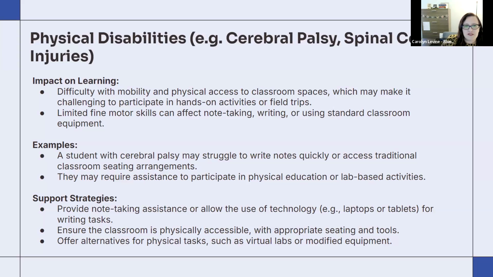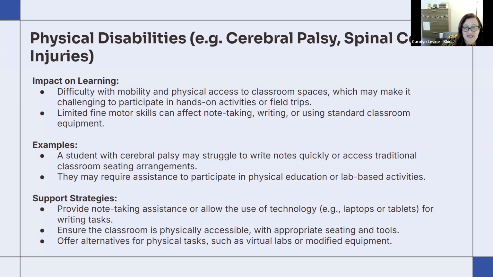So folks with physical disabilities, again, the mobility piece I think is pretty obvious, but this can also affect fine motor skills, which can affect their note-taking, writing, or using standard classroom equipment, especially lab equipment. If they don't have those fine motor skills, it could be hard, let's say in a chemistry or biology lab, to be able to measure out different solutions and hold those glass beakers. And there's a lot of little things that you need to have a lot of fine motor skills to do. So they might need assistance to participate in lab-based activities.